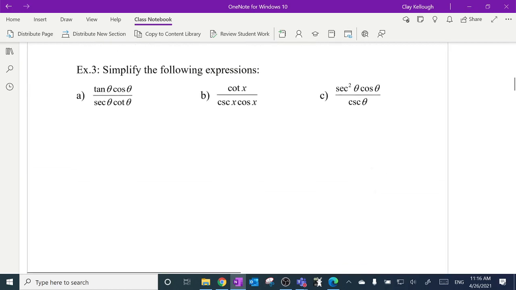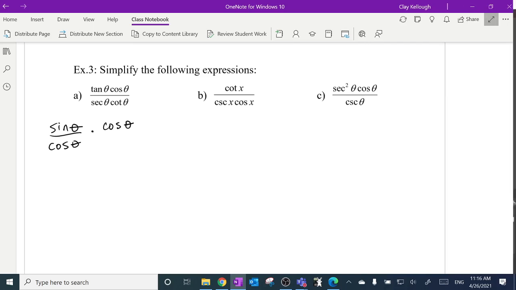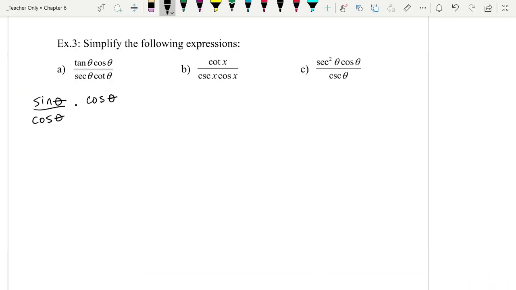Here's what we use them for. Simplify the following expression. Okay, so let's see. What do we know? We know that tangent is sine over cos. So I'm going to use the identity that tangent is sine over cos, and I'm going to replace tan theta with sine over cos. So basically, I have replaced this with this.